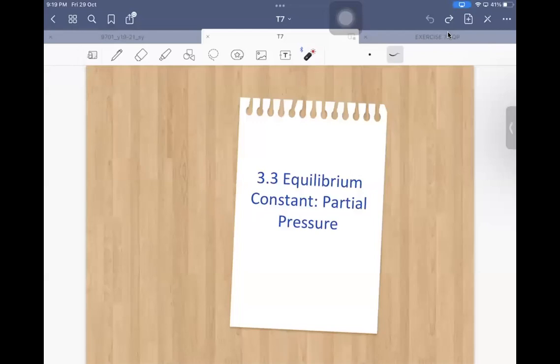In the previous lesson, we looked at the calculations involving Kc. Kc is the equilibrium constant in terms of concentration. Today, we're going to look at the equilibrium constant in terms of partial pressure, Kp.